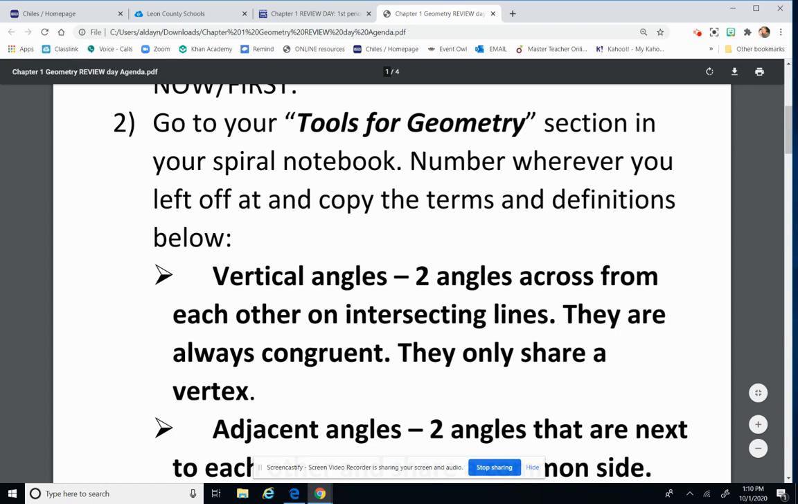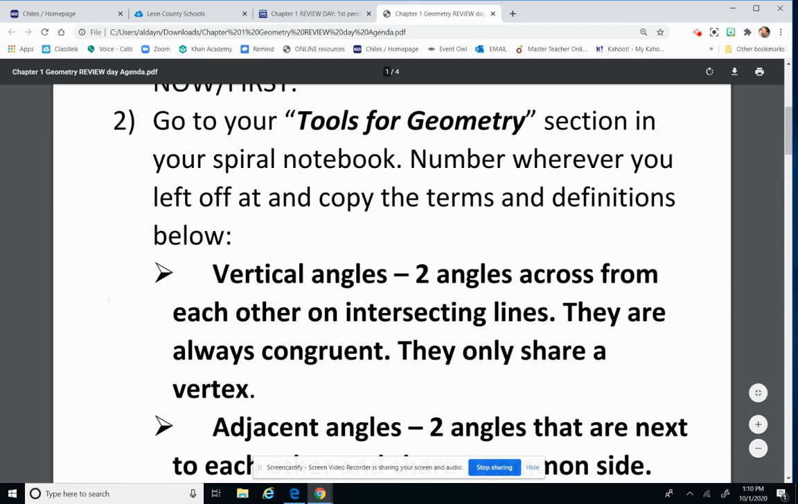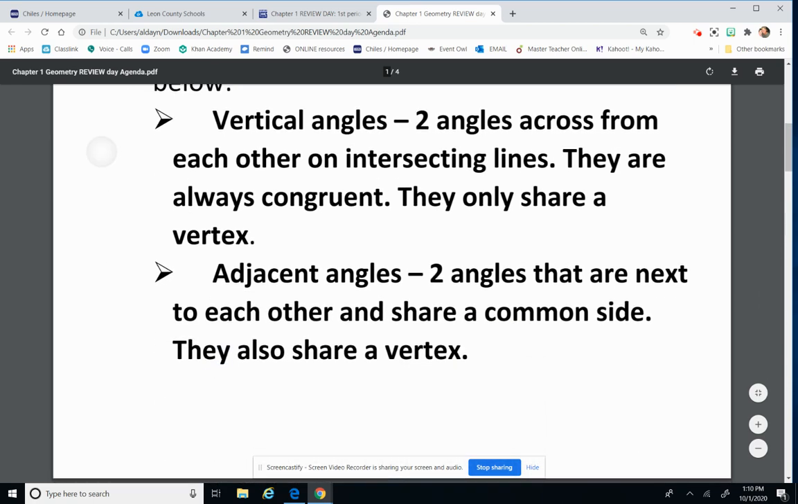You're going to number wherever we left off at. It's somewhere in the 30s. You're going to copy these terms and definitions below. These are left over from angle relationships that we did. So you're going to copy the definition of vertical angles: two angles across from each other on intersecting lines. They are always congruent. They only share a vertex.